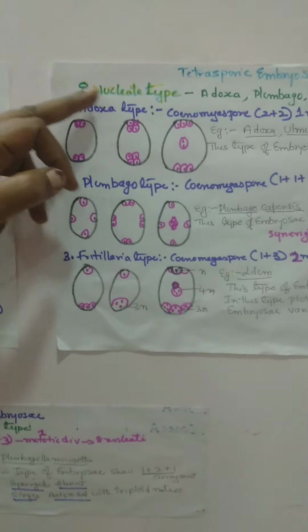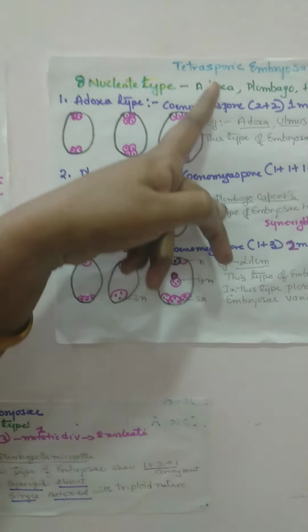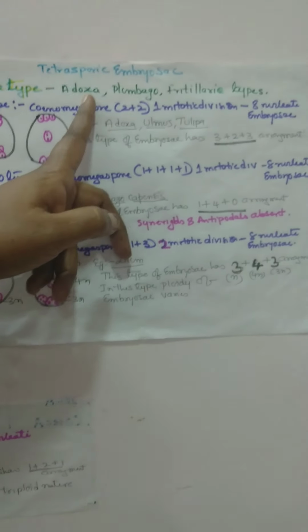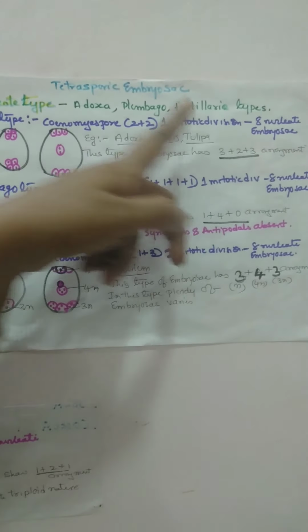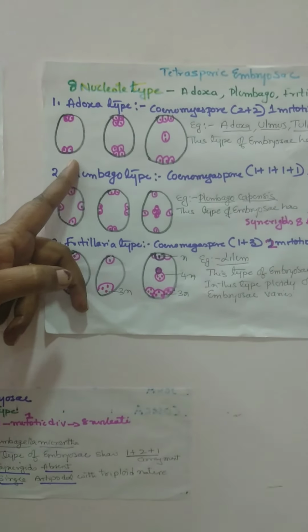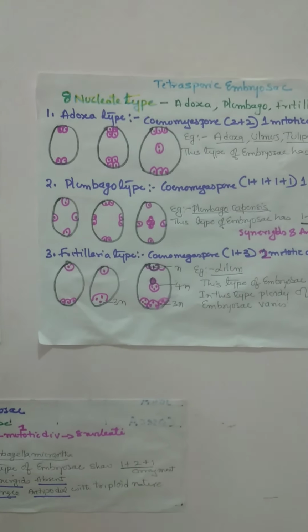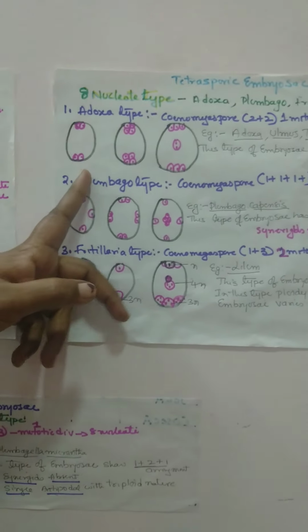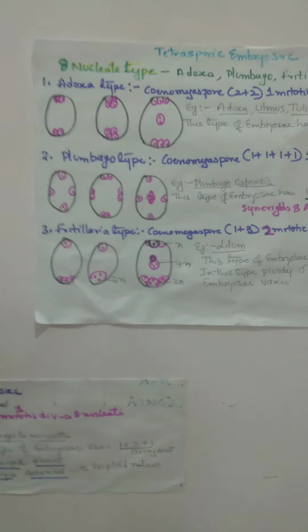Now let's move on to the next category, that is the 8 nucleate type. As I told you, in the 8 nucleate type we also come across 3 different kinds, that is the Adoxa type of embryo sac, Plumbago type and Fritillaria type. Now let's see what happens over here. In the 16 nucleate type we said that 2 mitotic divisions occur, but in the 8 nucleate type the coenomegaspore will undergo only 1 single mitotic division.